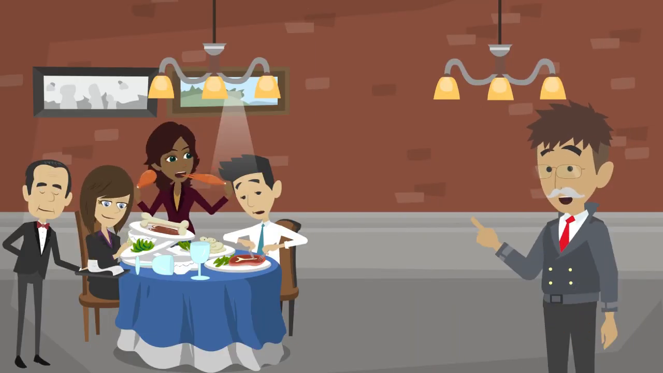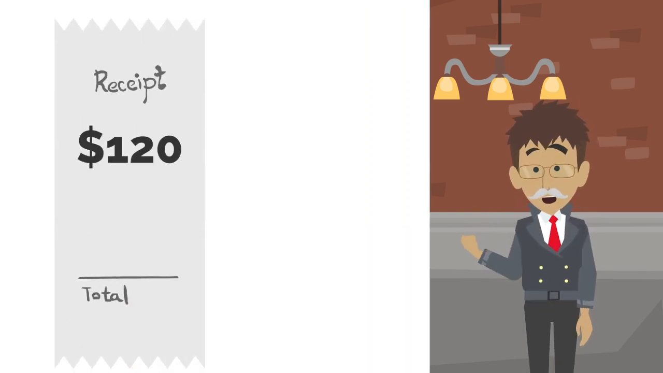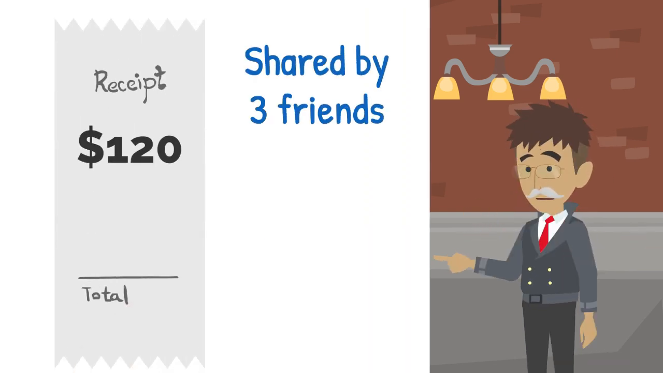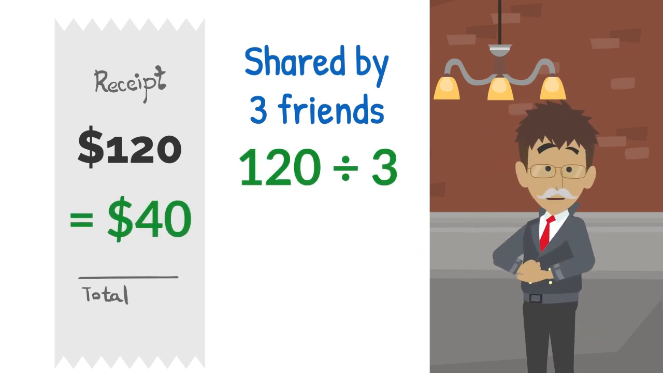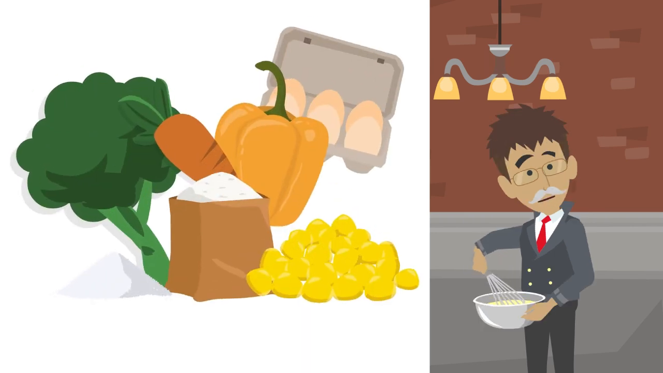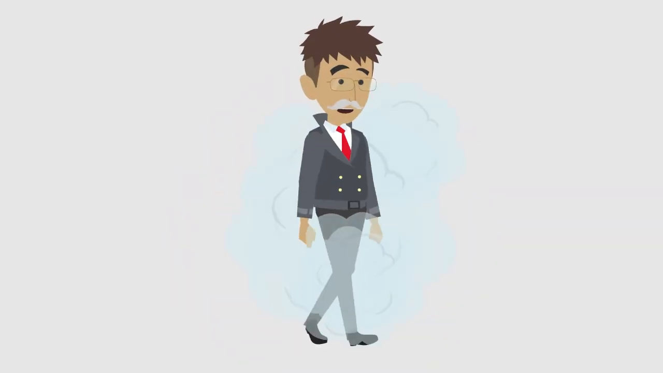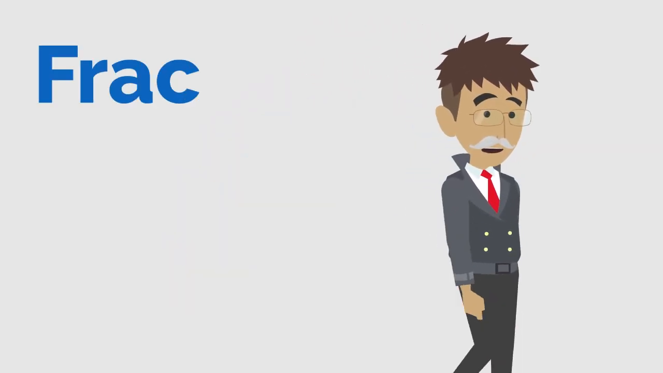Think about splitting a bill among friends. If the bill is $120 and you're sharing it with 2 others, each person's share is represented as 120 divided by 3. That's $40 each, or 1/3 of the total. Fractions also help in many other areas of life, such as scaling a recipe, like when you want to halve or double a dish. Now that we know a bit about the history of fractions, let's break down what each part means and how they work together.